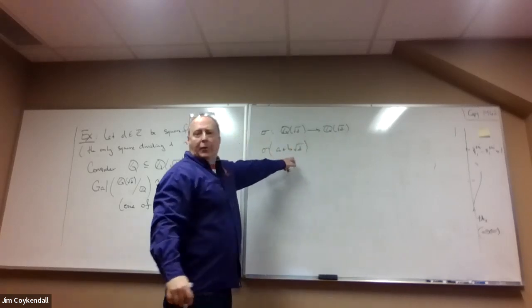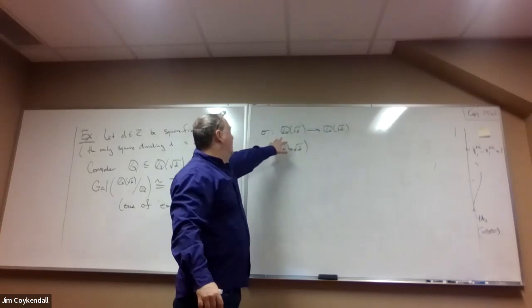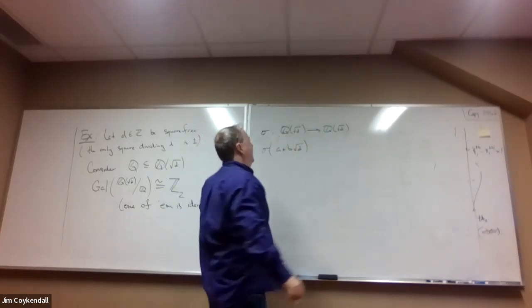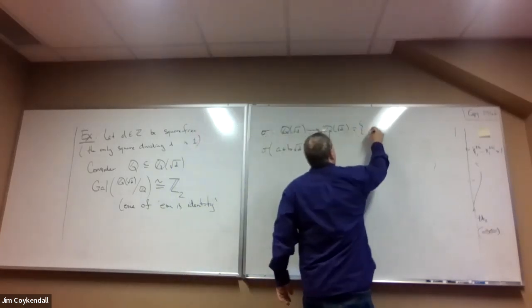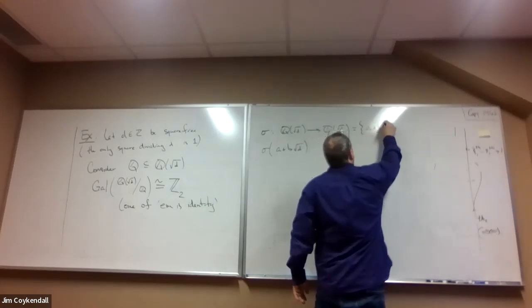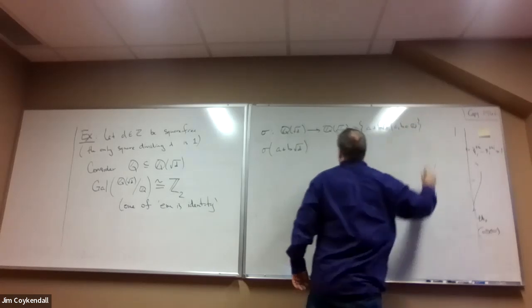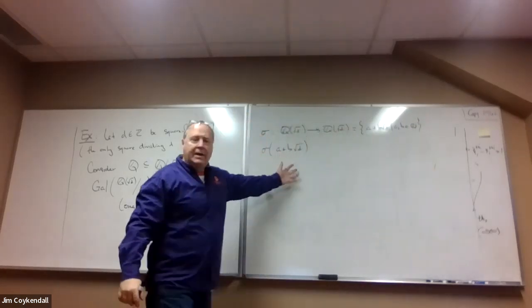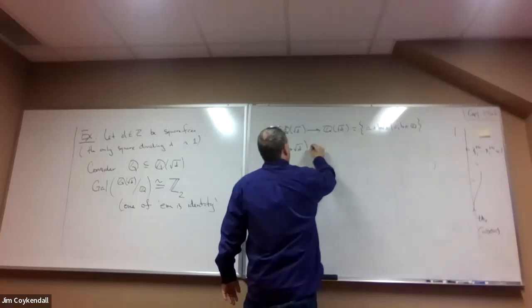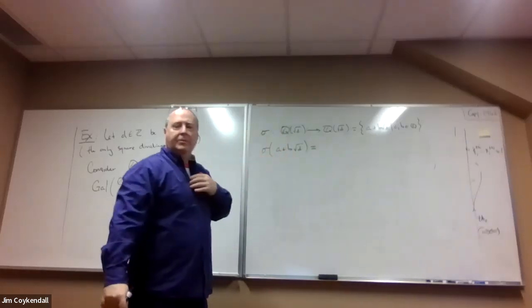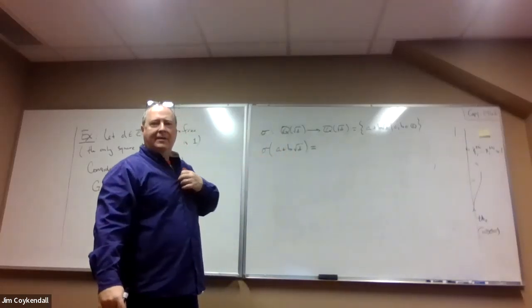And here, A and B are rational numbers, right? A general element of Q radical D. Maybe I should write this. This is the set of elements A plus B radical D, where A and B are rational. Anybody want to guess what the automorphism does to this? A minus B square root of D?